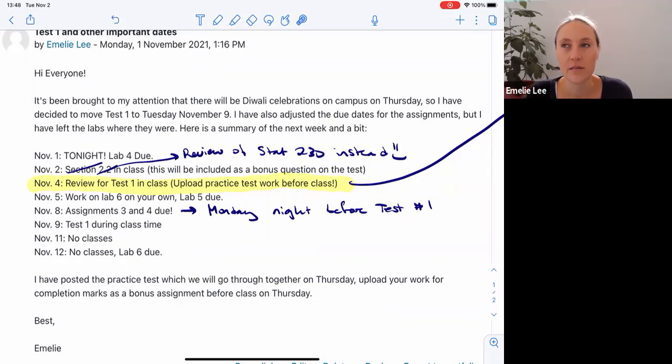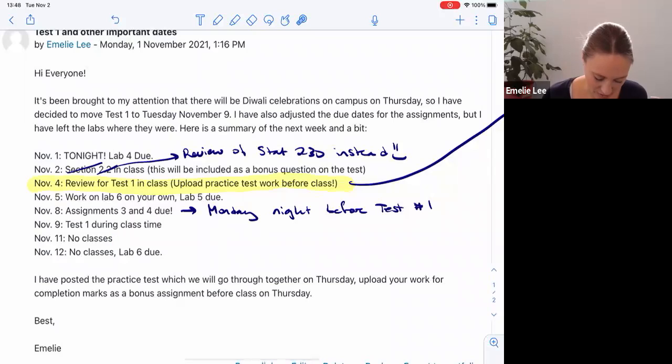12:30 and 2. I can't remember. It's right now. And then of course, no classes on Thursday or Friday, but Lab 6 is due on the Friday. I've posted the practice test, which we'll go through together on Thursday.